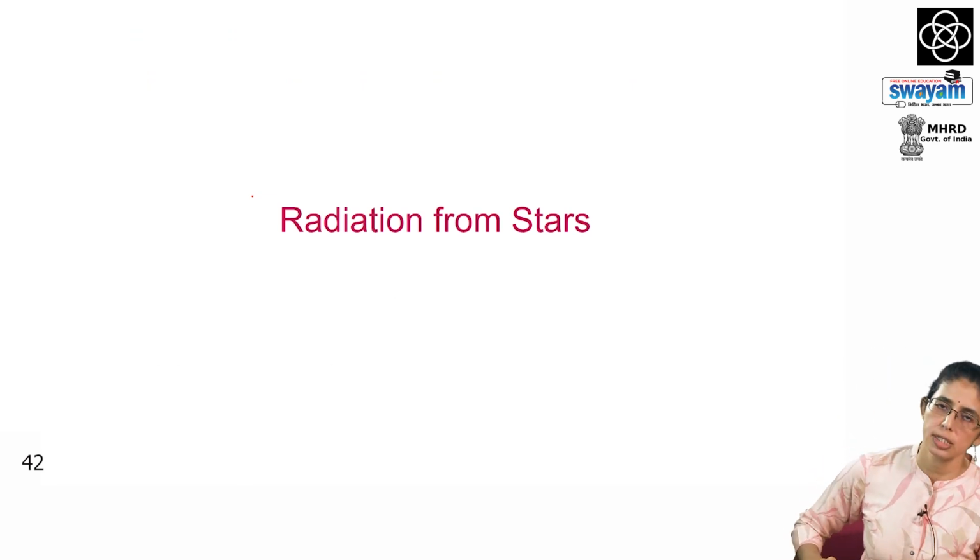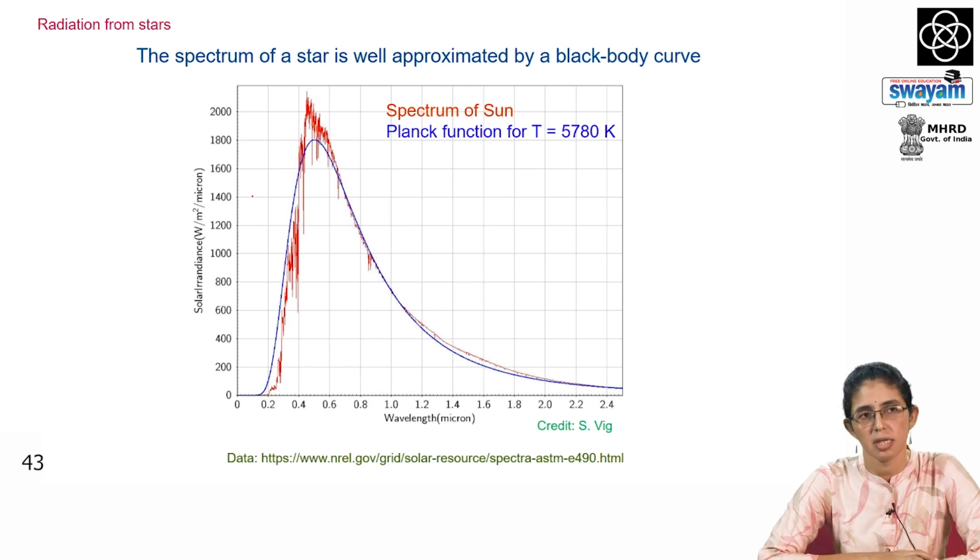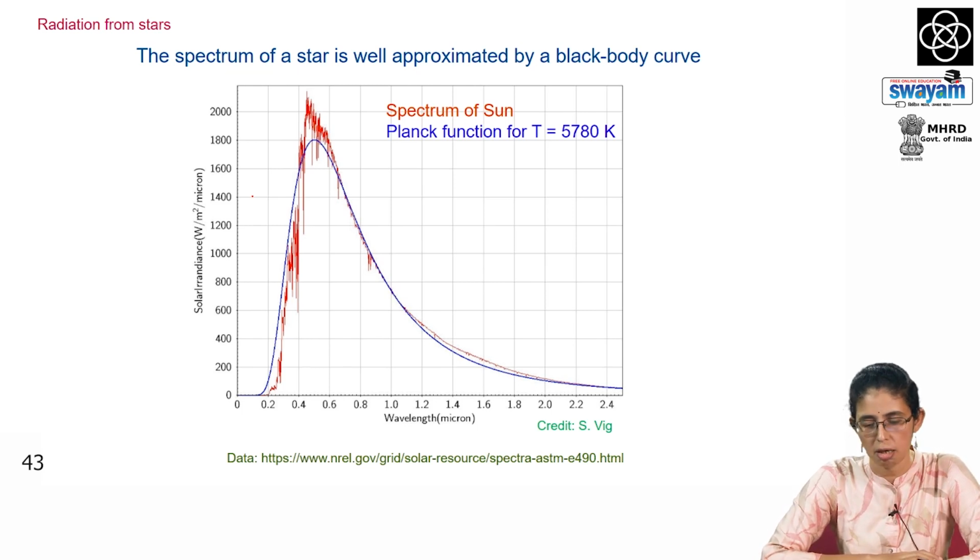Next we move on to radiation from stars. How we understand the radiation from stars. The spectrum of a star is well approximated by a black body curve. This can be shown from this figure.